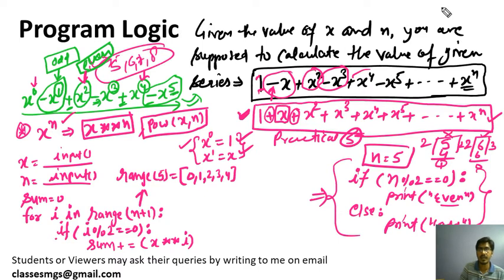And in other cases, whenever the i value, the power, is divisible by 2, then in that case we will add. Otherwise, else, we need to subtract. In case the power is odd, in that case we are subtracting. The power is odd here, we are subtracting. Power is odd here, in that case also we are subtracting. So sum minus equals to x double star i.